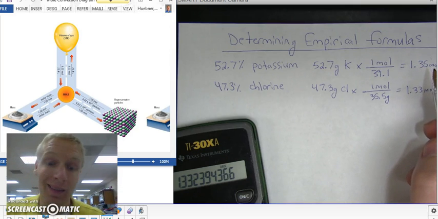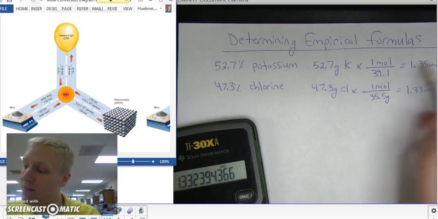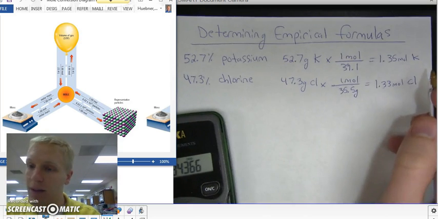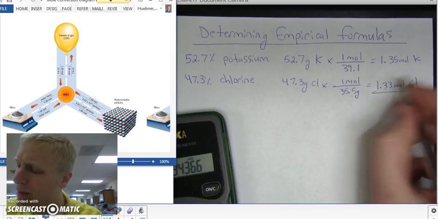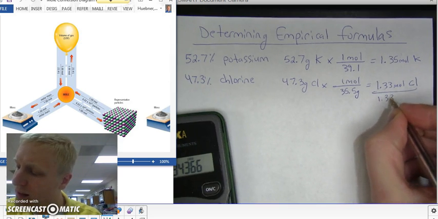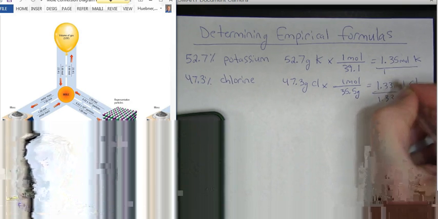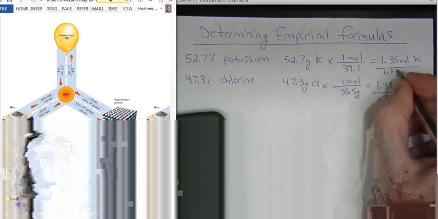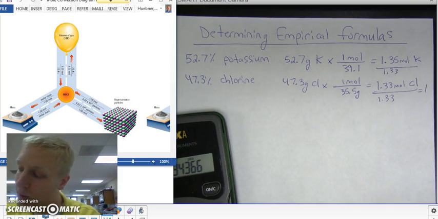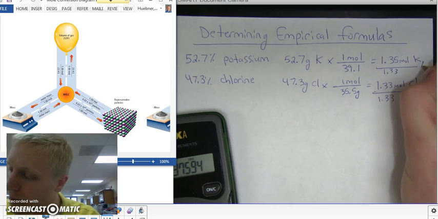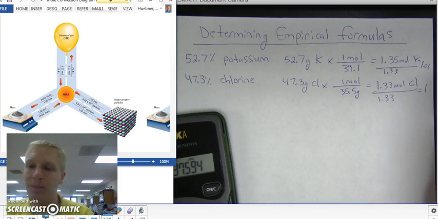So in order to get the lowest whole number, I got to pick my lowest answer and divide both my answers by that number. Alright, so it looks like 1.33 is my lowest answer. So it's a little bit lower than 1.35. So I'm going to divide both of my two answers by 1.33. And that gives me 1 chlorine. And then, well, 1.35 divided by 1.33 is virtually going to be 1, like 1.01. When it's so close to 1, just round it to 1.